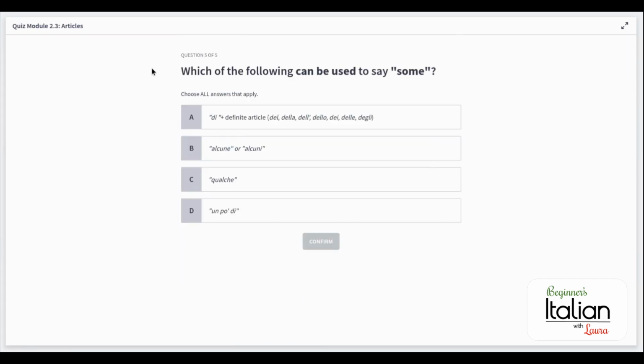Okay, and number 5, which of the following can be used to say some? Choose all answers that apply. A, di plus the definite article, which would form del, della, dell', dello, dei, delle, and degli. B, alcune or alcuni. C, qualche. And D, un po' di.